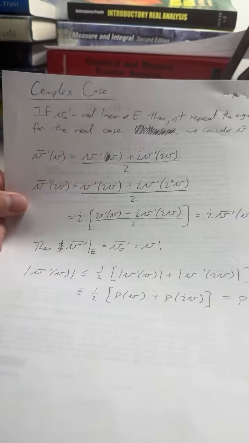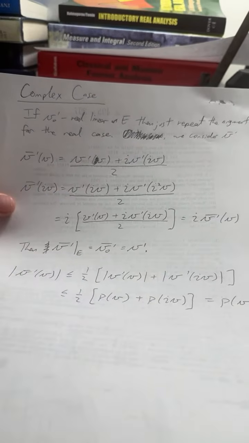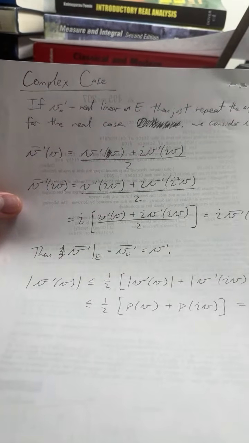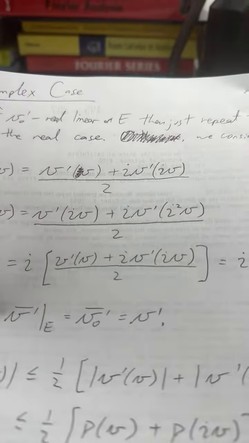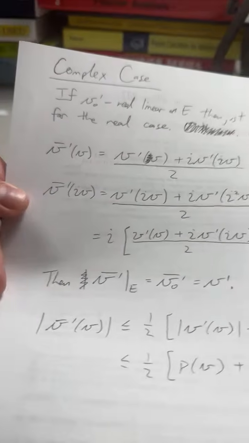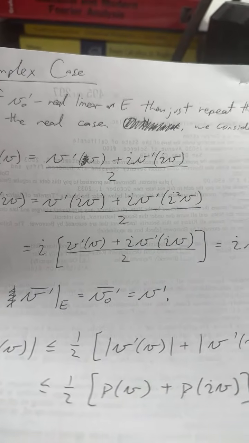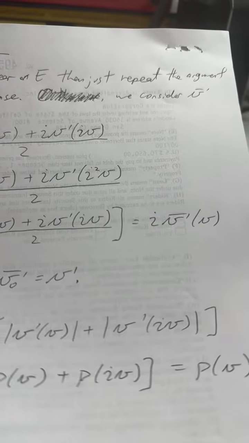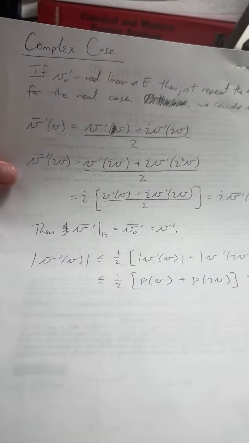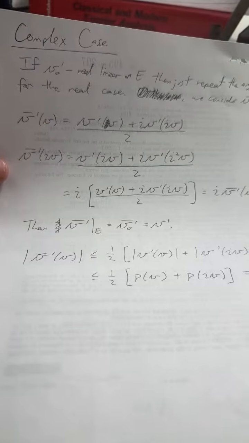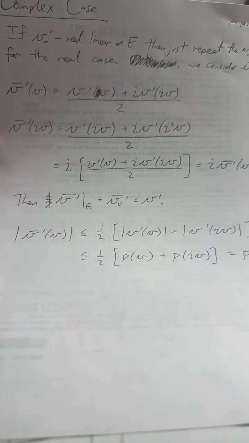If V0 prime is real linear over E, then just repeat the argument of the real case. We consider the conjugate of V prime. So we can write V prime bar as follows, which is equal to that if you plug in I into the argument. So this is just plugging in I, and then you can factor I out because it's a functional, which is I V prime bar. I don't know why I write it this way, I just do. So if you restrict V prime conjugate to E, we should get the original V prime bar 0. And then you just plug and chug, baby. More triangle inequality at the end.